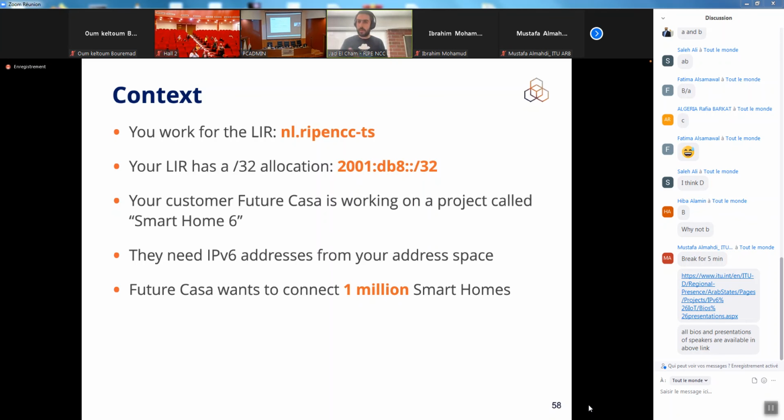Now, you have a customer coming to you. The customer's name is Future Casa, and they have been working for a while on a project called Smart Home 6. I'll explain what this solution is about. They need IPv6 address space coming from you. They don't want to become a member with the RIPE NCC. They don't want to get their own IPv6 space. They just want you to give them the IP space they need for their project. And these people are very ambitious. They want to connect 1 million smart homes as part of their project.